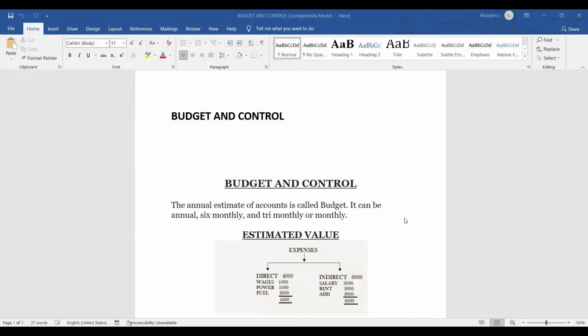So budget means it is estimated. That's an estimated value, and it is called budget. For example, monthly I am estimating our expenses, how much is going on. Yes, those estimated reports are called budget and control. It is possible to prepare whatever you require, like a monthly budget, six months budget, annual budget, quarterly budget, half yearly budget.